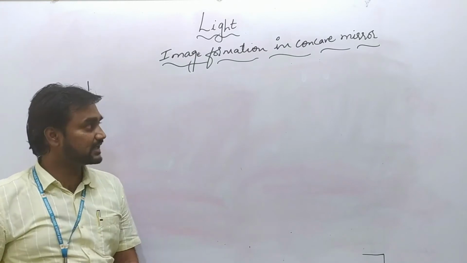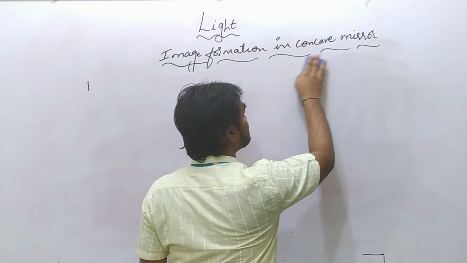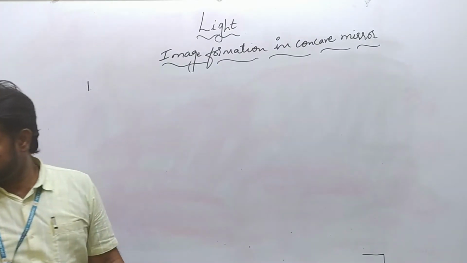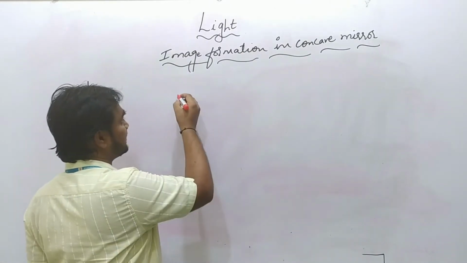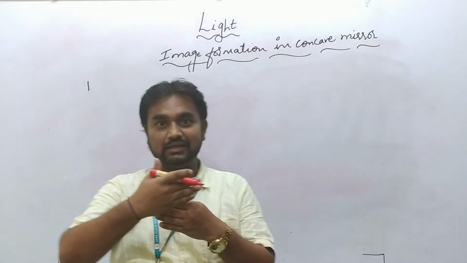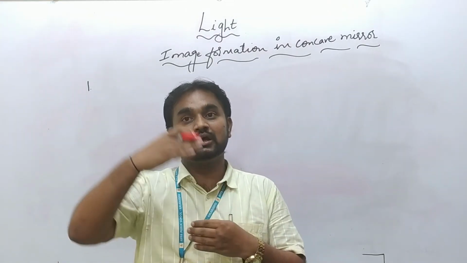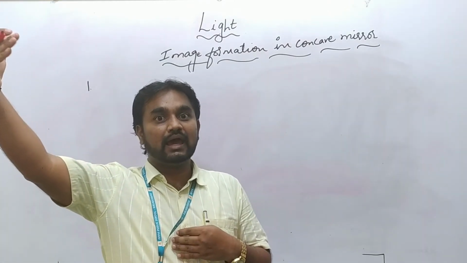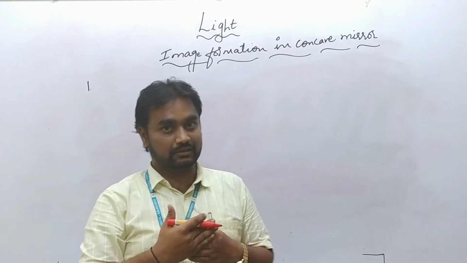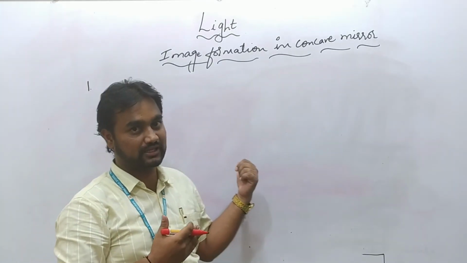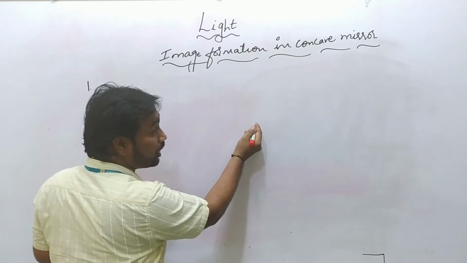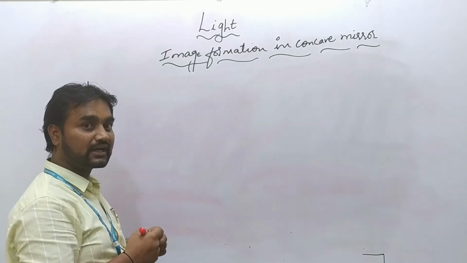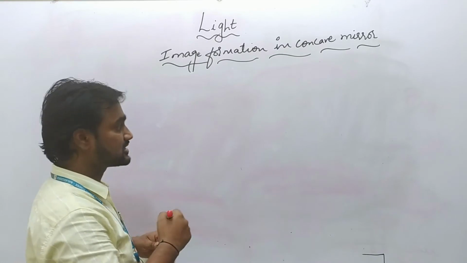When the object is placed at infinity, when the rays are parallel to the principal axis, this is the first one which we have seen. Now again, if the object is at infinity and the rays are oblique, that means they are not parallel to the principal axis.